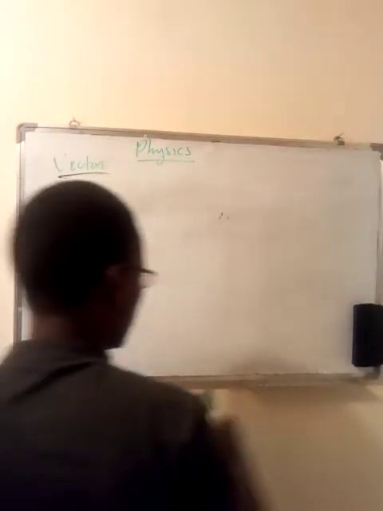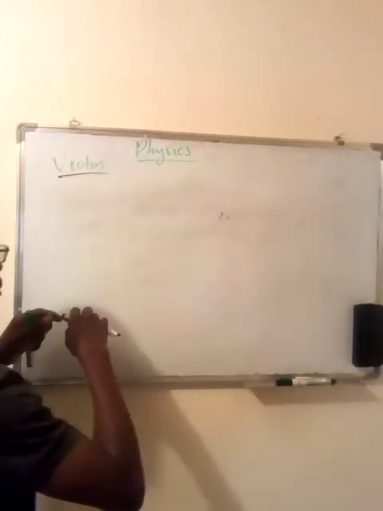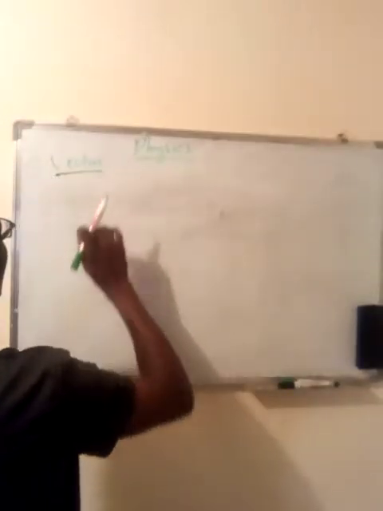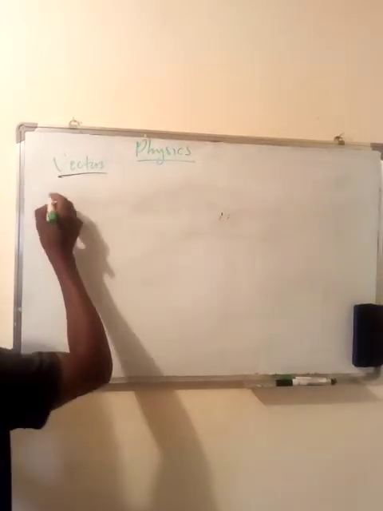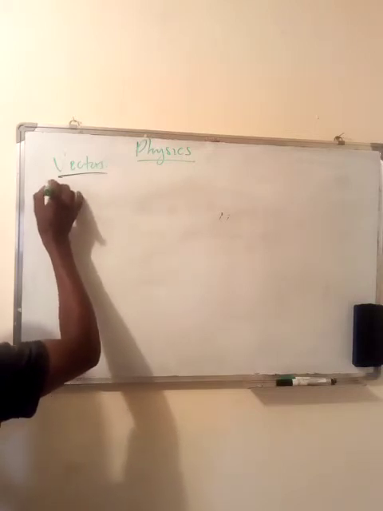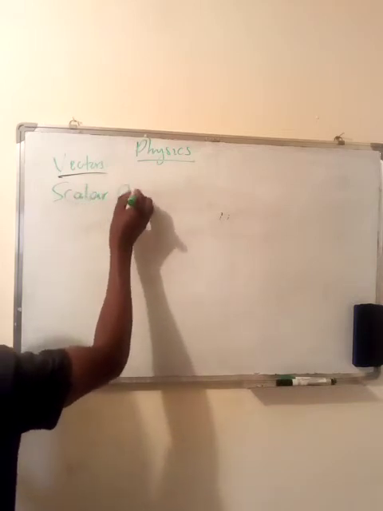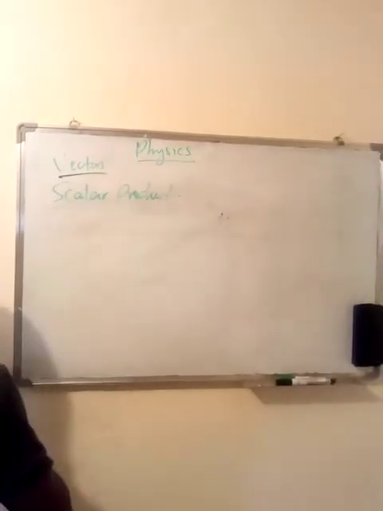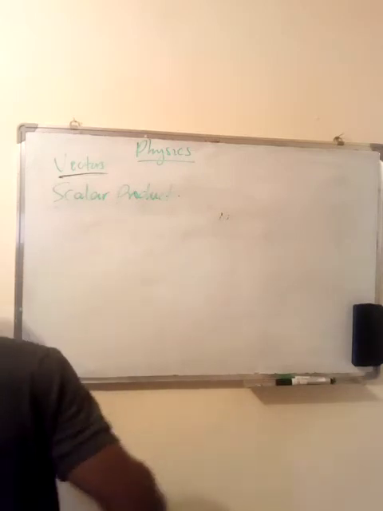Okay, so we are looking at the dot product, or rather scalar product. I hope you're able to see. I think my markers are starting to fade. I will need to possibly get new ones.